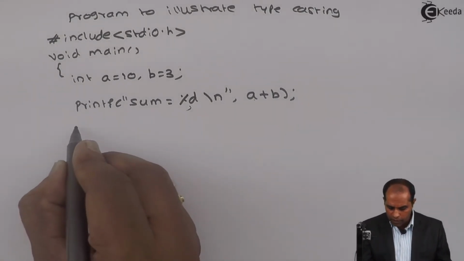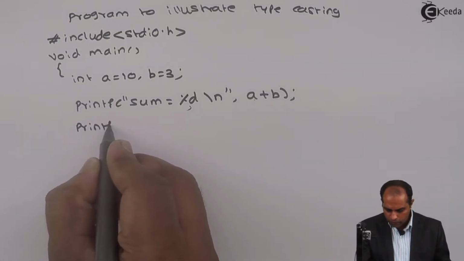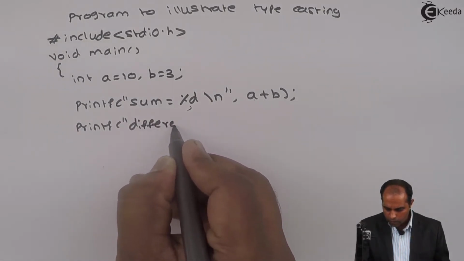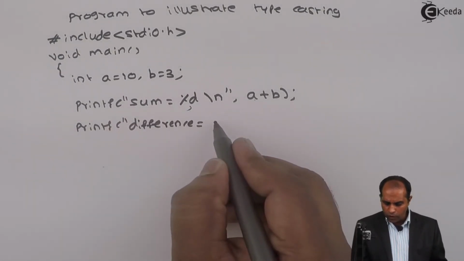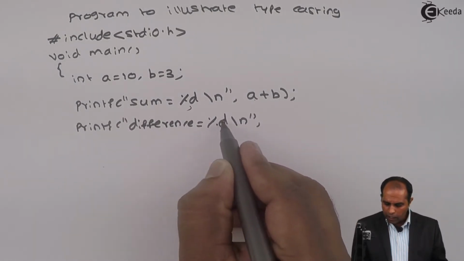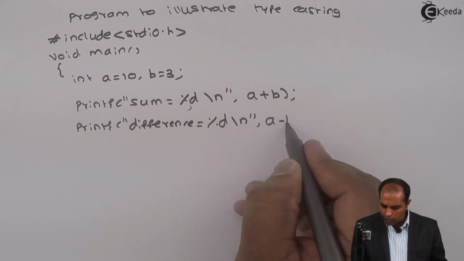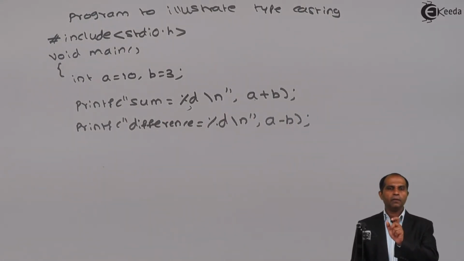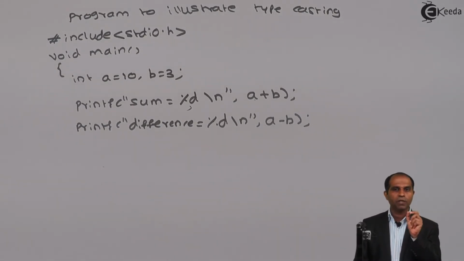Let's put the difference as printf difference. Now, difference of two integer numbers will be an integer value, hence I'll say %d again \n, and this %d is now going to get the a minus b result. So add a and b and display it next to the sum equal to message, subtract a and b and display it next to this difference equals to part.